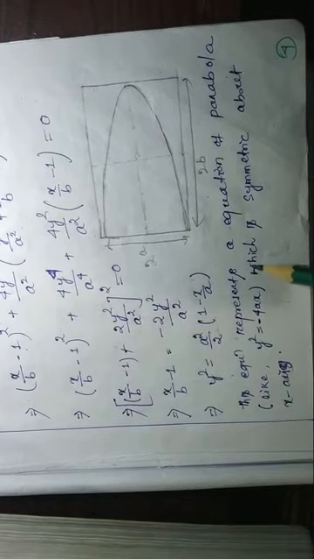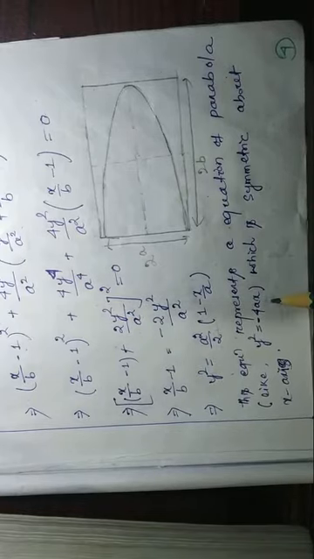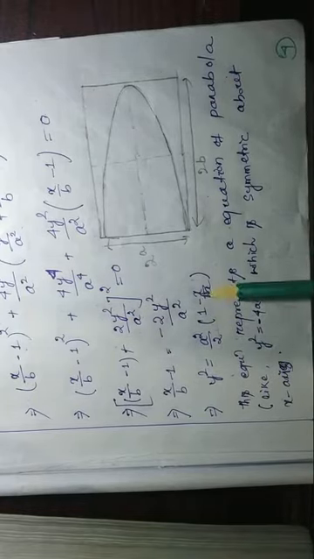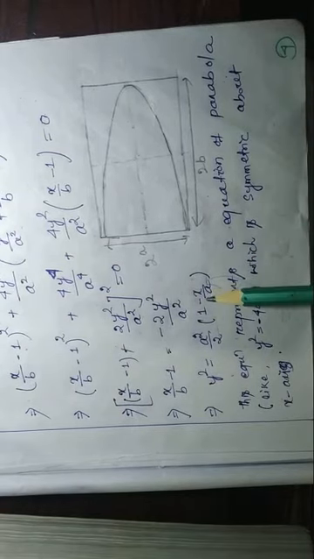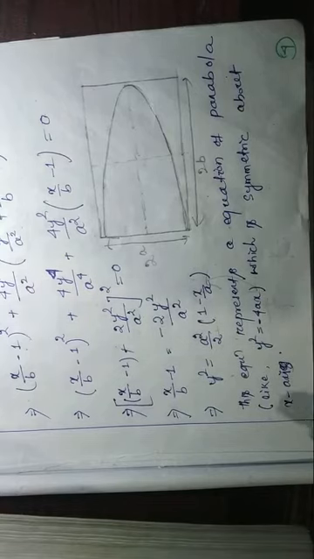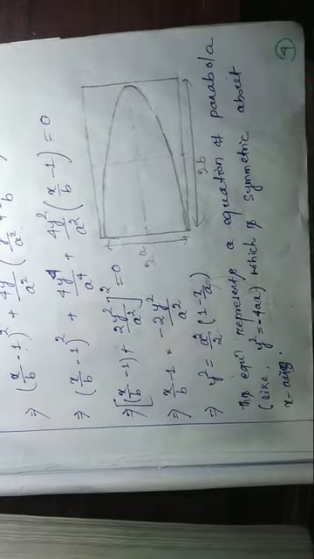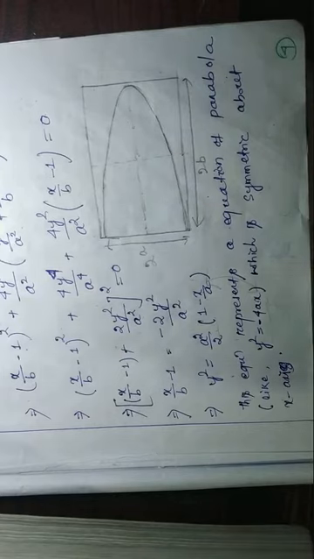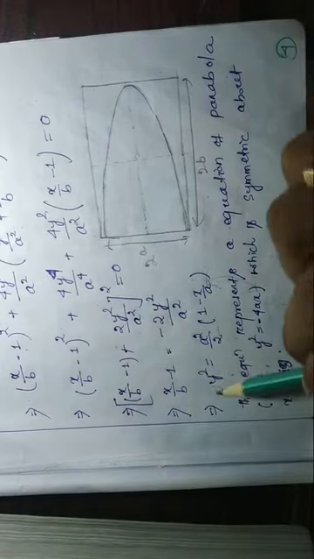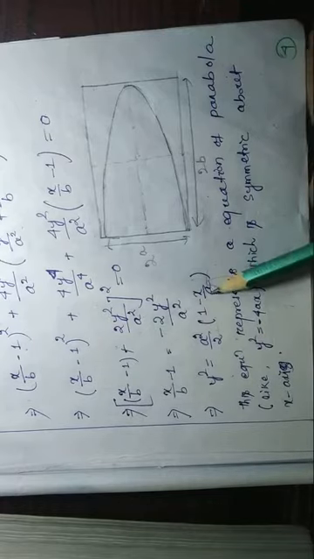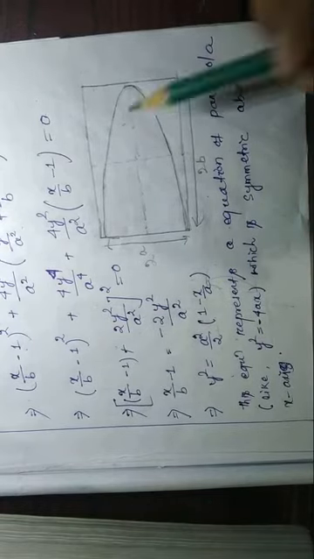So this equation represents the equation of a parabola, like y square is equal to minus 4x. If you compare this equation with that equation, it represents a parabola which is facing towards the negative x-axis, like this. Or if you draw the curve by using this equation, you will find this curve.